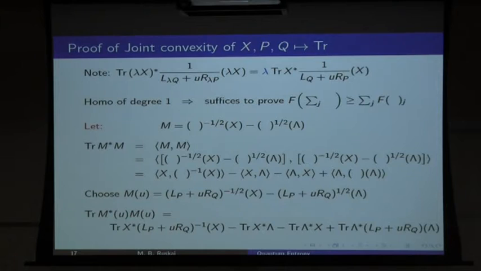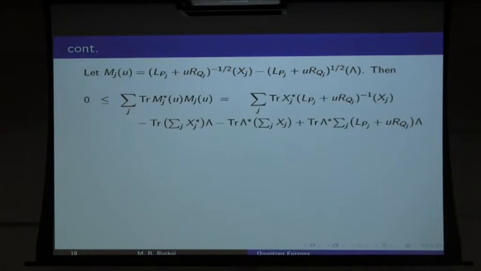And to prove convexity, we take a bunch of things like that and add them up. So we have 0 is less than the sum of these mj's, and I explicitly put in the u dependence because I'll need it later. So we get the first term, which is basically xj star inverse xj, and then we have the two cross terms, and then we have lambda star, and here we can pull the sum inside because the trace is a linear function, and the xj's only occur once, okay?